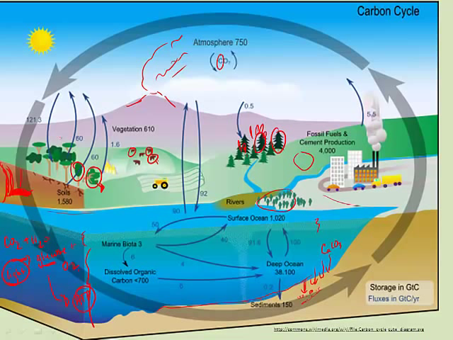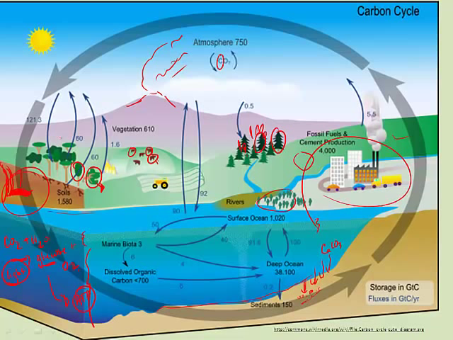Since the Industrial Revolution, we have increased carbon dioxide levels by 30% due to burning of fossil fuels, both in factories and also in cars and other vehicles. And part of the problem is that carbon is being removed from long-term storage, like these oil deposits and the coal deposits, much more quickly than it naturally would be. So it's tipping the balance of the carbon cycle.